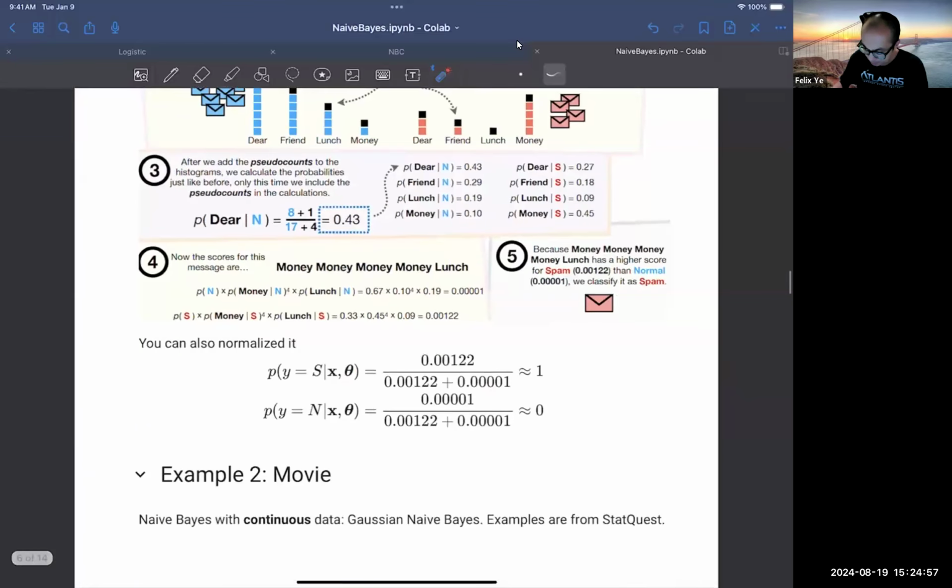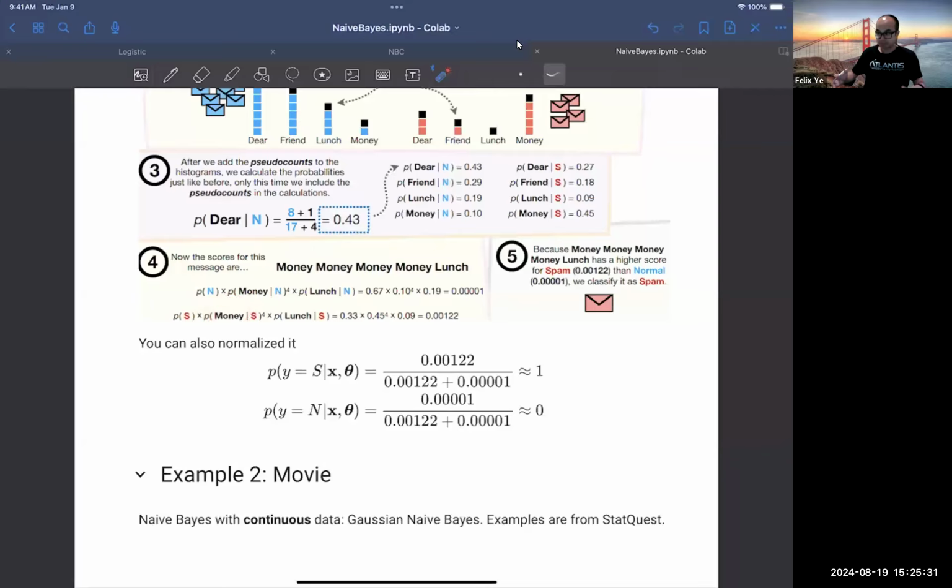On the other hand, if we compare with this money, lunch message, the probability of it being spam is almost equal to 1, versus normal which is close to 0. It's just because right here you have so many monies. It multiplies them together, and it has significantly higher probability than the normal one.